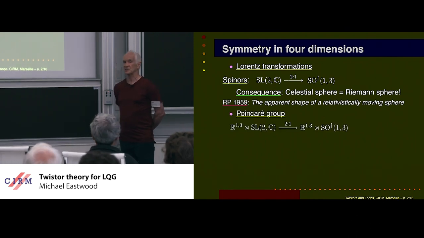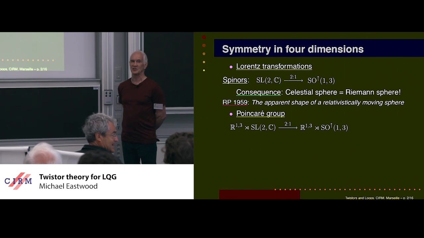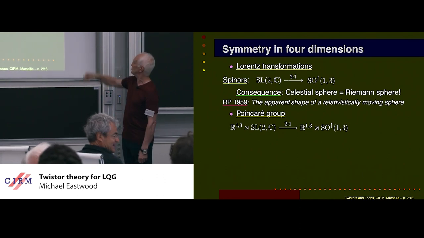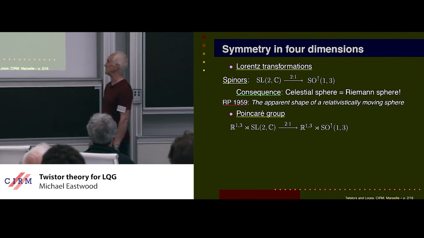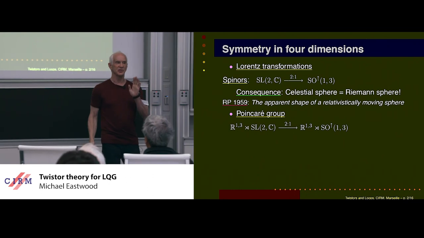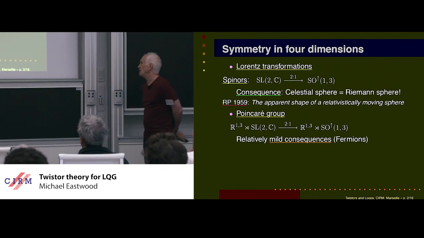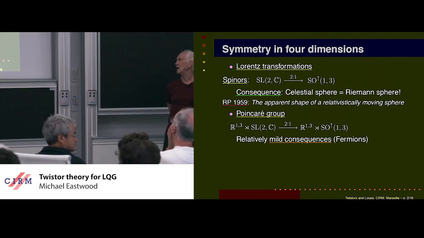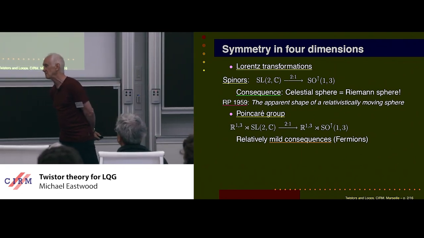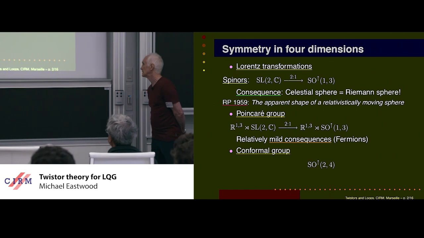Okay, so the next sort of group that you encounter in physics is the Poincaré group. And all you've done there is to Lorentz transformations, you've added in translations. So here's the same thing repeated again with translations. And there's not much going on there, relatively mild consequences. Of course, you have to have spinors in order to talk about fermions, but that's about it.